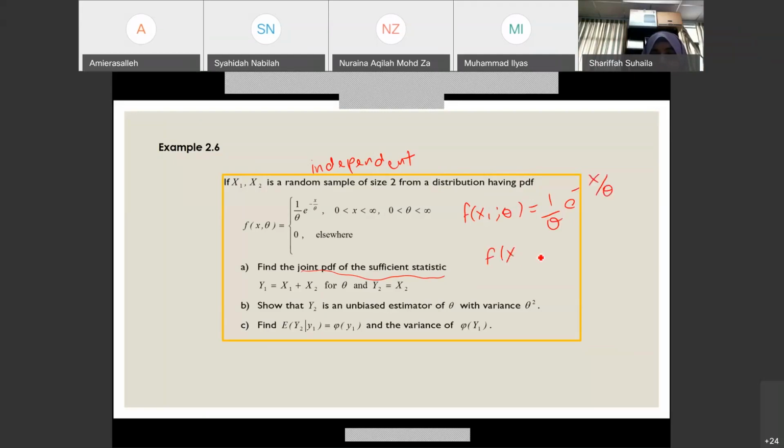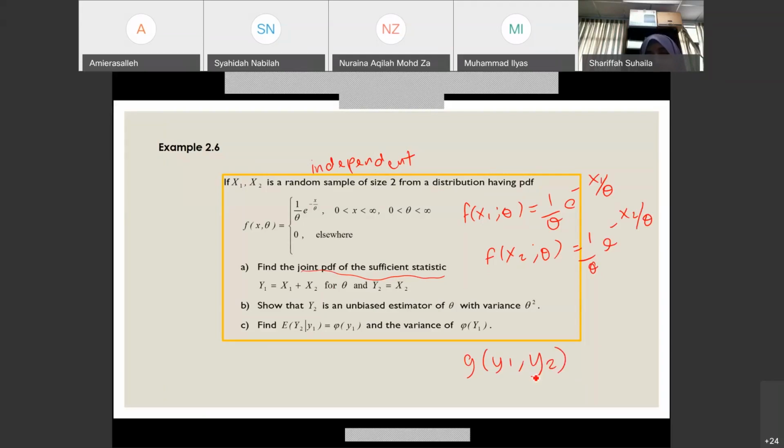Fx2 pun is the same thing. Ini x1 ya. 1 over theta exponential negative x2 over theta. So sekarang kita nak dapatkan joint PDF of y1 dengan y2. Maksudnya kamu nak dapatkan G y1 y2.